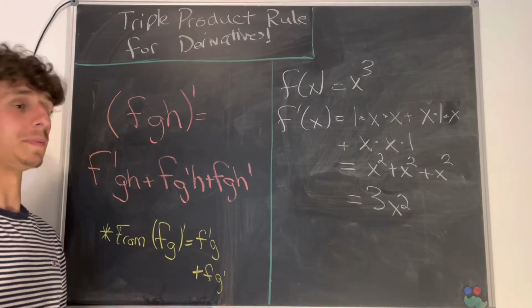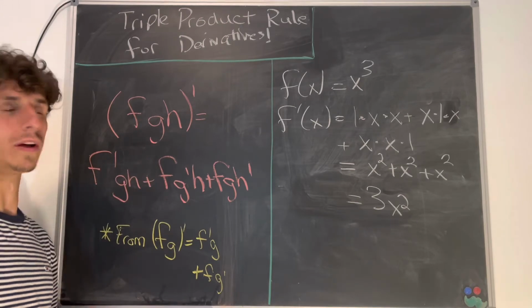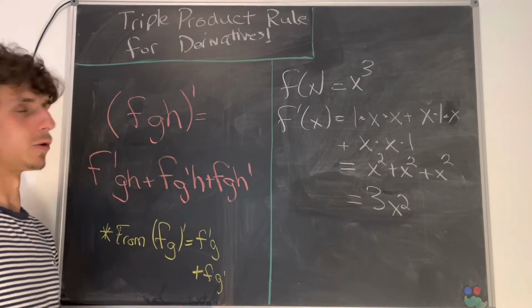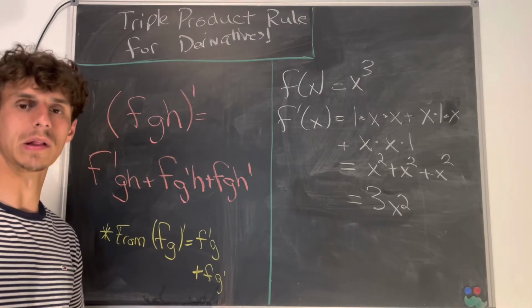I have a video on the power rule, the product rule, the quotient rule, and the chain rule up on the channel already if you want to go check those out. So now let's look at an example that might be a little bit more complicated.